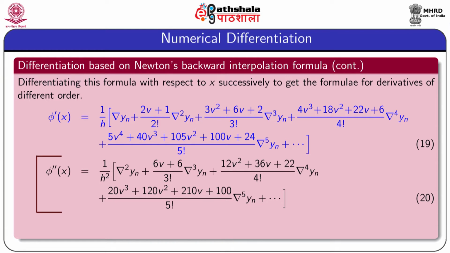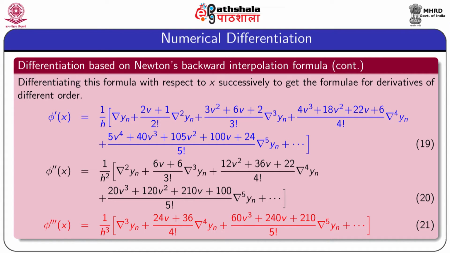Now again we differentiate equation 19 to get the second derivative of phi at any arbitrary point x. The third derivative gives this expression, equation number 21. That means equations 19, 20 and 21 give the first, second and third derivative of phi, and these are the approximate values of the first, second and third derivative of y at any arbitrary point x.